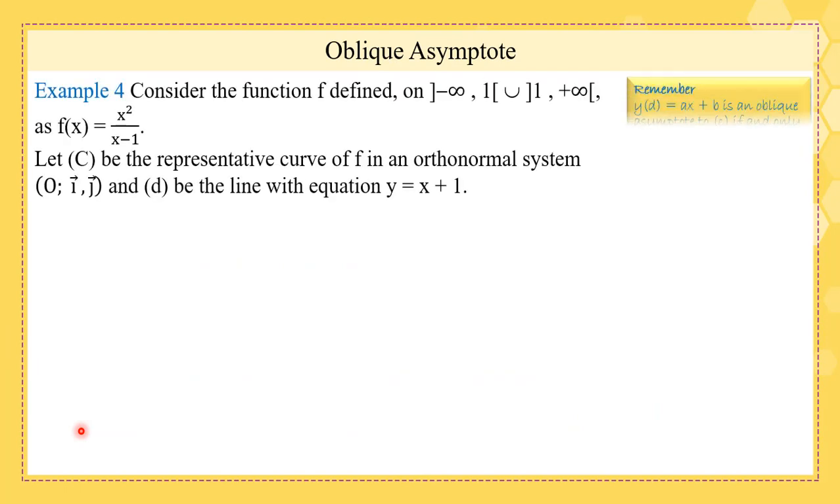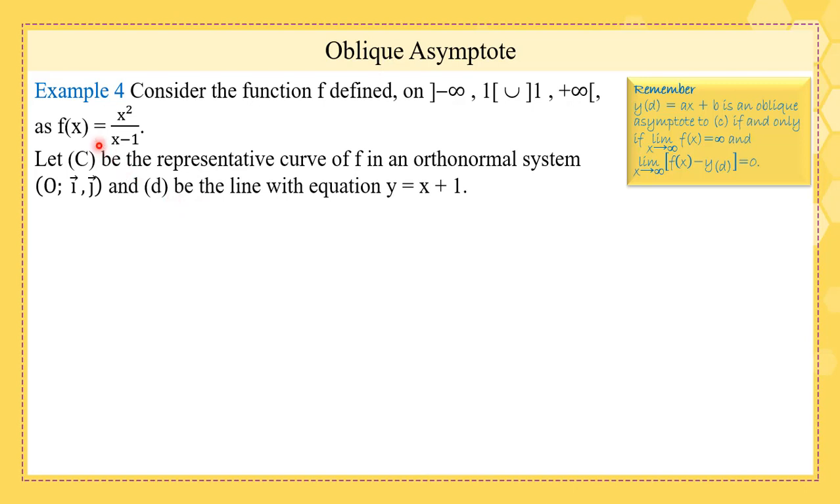Now oblique asymptote, remember the line y equals ax plus b is an oblique asymptote if and only if the limit at infinity of the function is infinity and the limit at infinity of f of x minus y of d, which is y of the line, is 0.